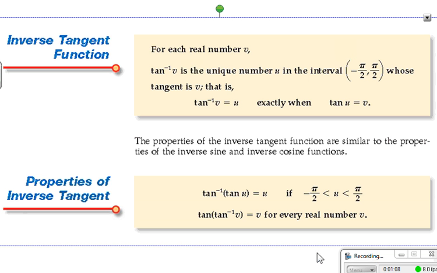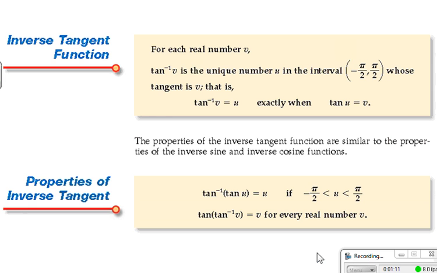Next page, inverse tangent. We've got a bunch more math mumbo jumbo. Basically, it's on the interval of negative pi over 2 to pi over 2. Make sure that it can be written like this. All right, and again, more inverse tan properties.